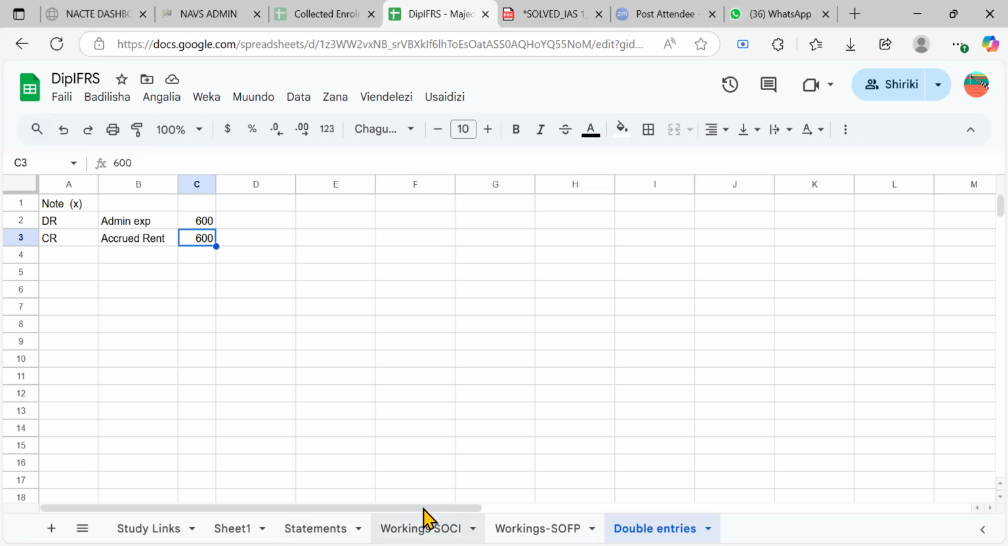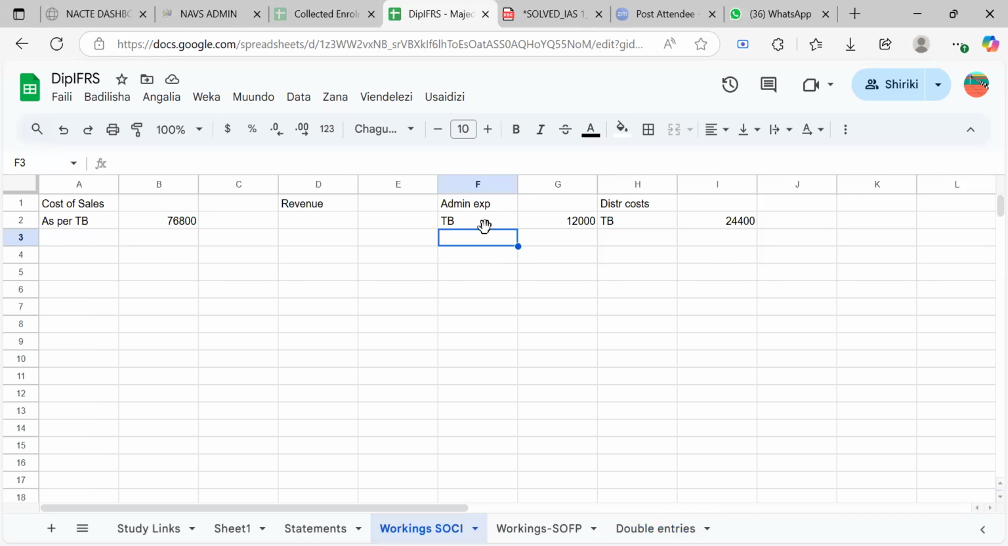So you go to your income statement and say, admin expenses, I have from not 10, I have to add 600,000. Yes. And then that 600 should be shown.